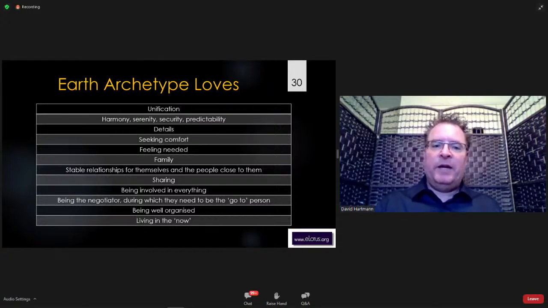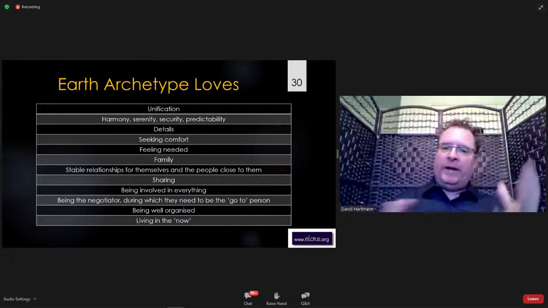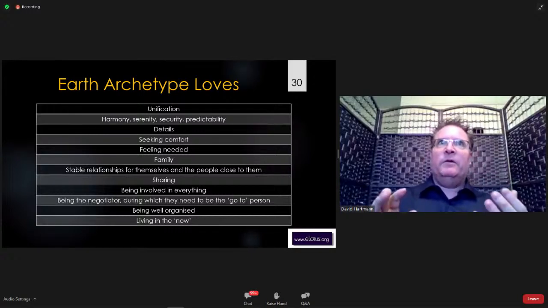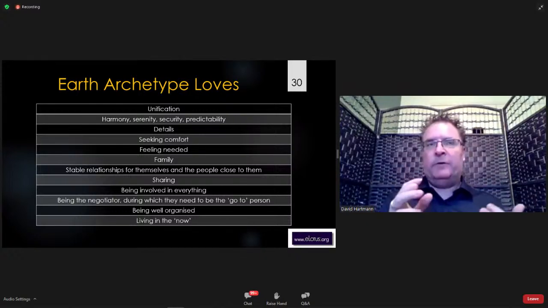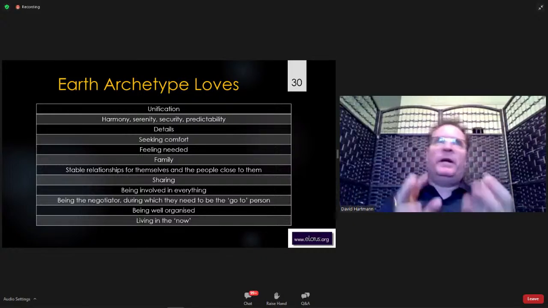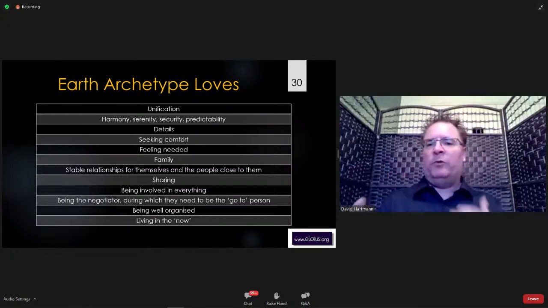They like being involved in everything, and they also like being the negotiator, during which they need to be the go-to person. So if they're in a group of 4 or 5 people and they're chatting and they feel like they could step in and help a situation, then that's when they would like to be the one that does that and not have other people jumping in and talking over the top or stealing their thunder, however you want to term it. They feel like they're the best person for the job, and so they would like to be the person that does it.